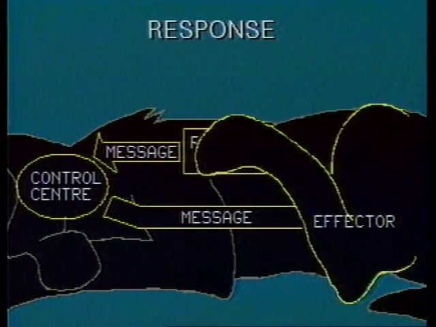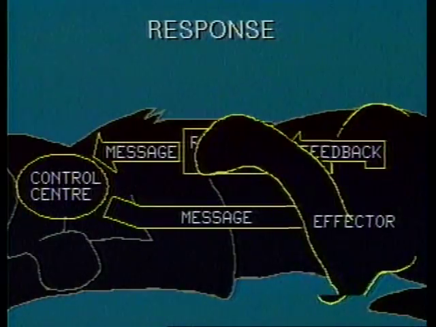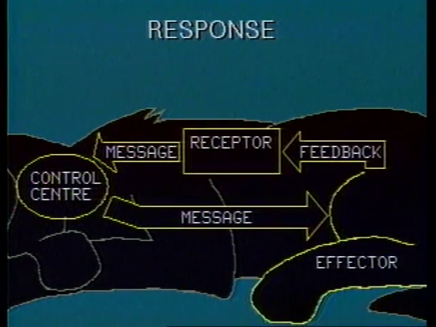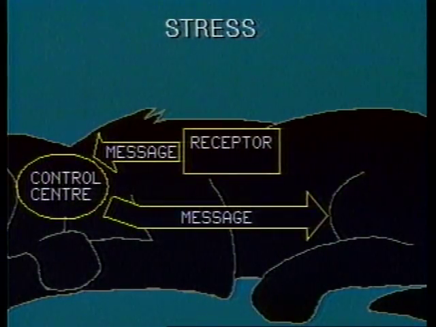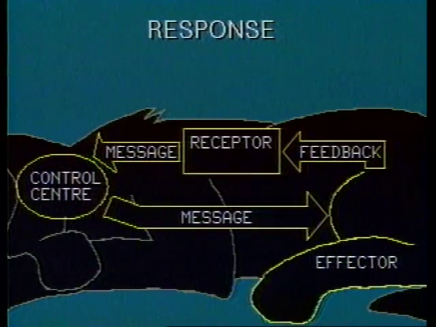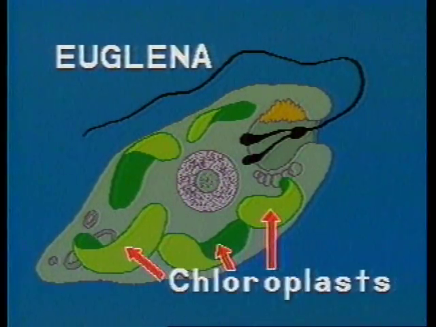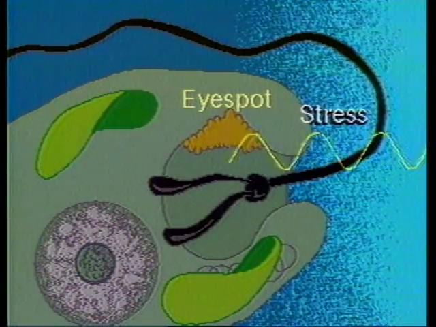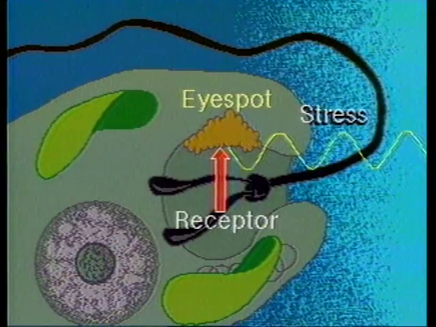Usually, there is a final step. The effector sends feedback to the receptor to turn it off or reset it. Receptor, control center, effector, feedback. Consider a simple single-celled organism, Euglena. It converts sunlight to energy in chloroplasts. For Euglena, light is a stress, which stimulates an eye spot that acts as a receptor.